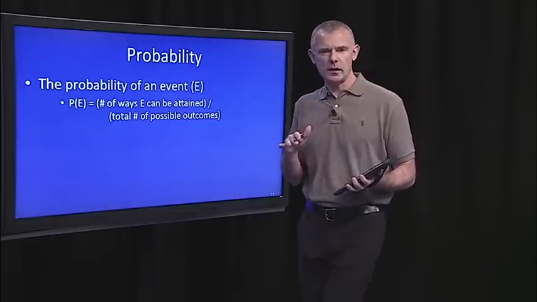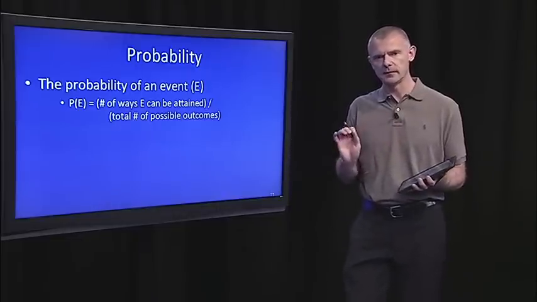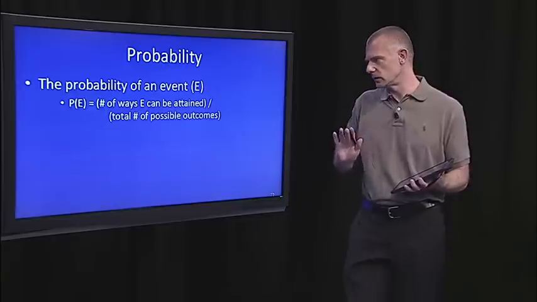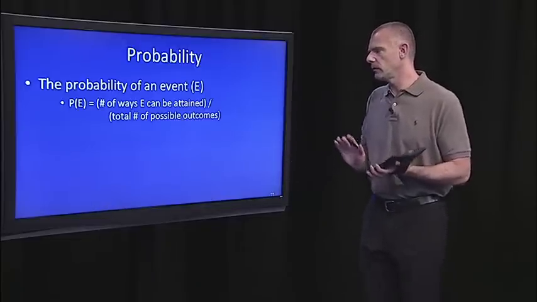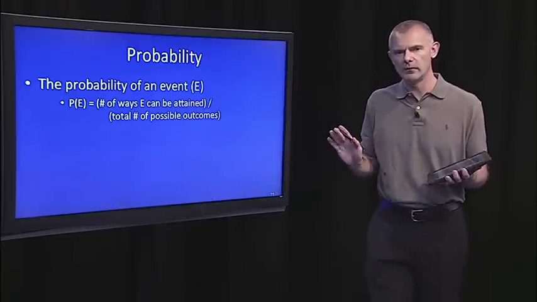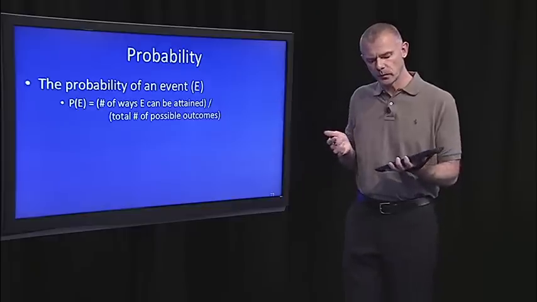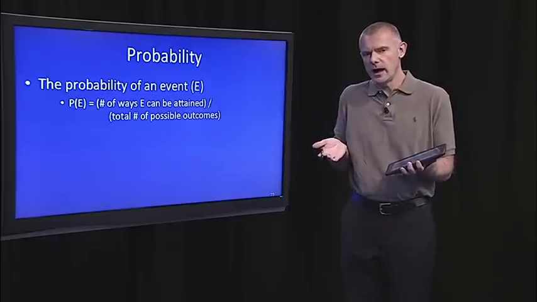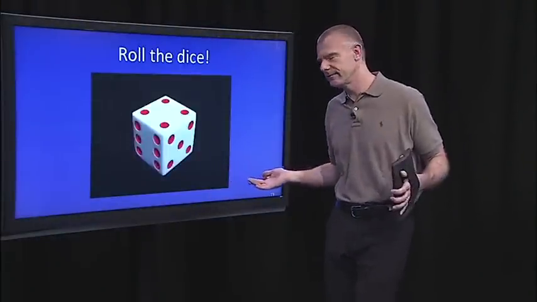I want to introduce the idea of probability here just in a very basic way. We're just going to skim probability theory for now. Let's look at the probability of an event happening. We could characterize that as P of E. The probability of an event happening is the number of ways that event can be attained divided by the total number of possible outcomes.